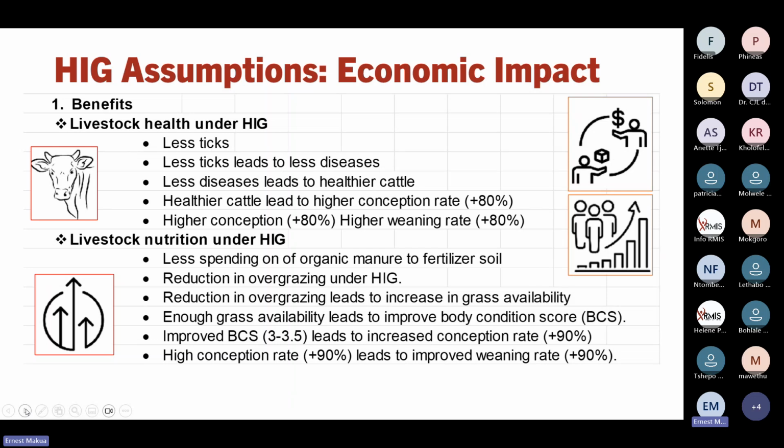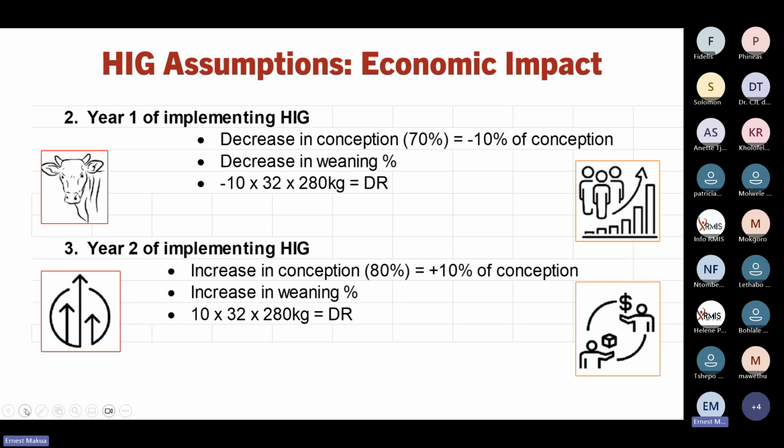This is in the long run. And then high conception rate will lead to an improved weaning percentage in the long run, plus minus 90%. Those were the assumptions that we calculated on an economic scale. Right.